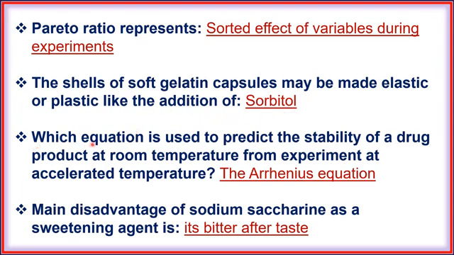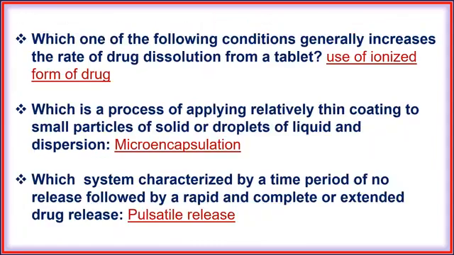Next, which equation is used to predict the stability of a drug product at room temperature from experiment at accelerated temperature? That is Arrhenius equation. Next, main disadvantage of sodium saccharin as a sweetening agent is its bitter aftertaste. Next, which one of the following conditions generally increases the rate of drug dissolution from tablet? Use of ionized form of drug.